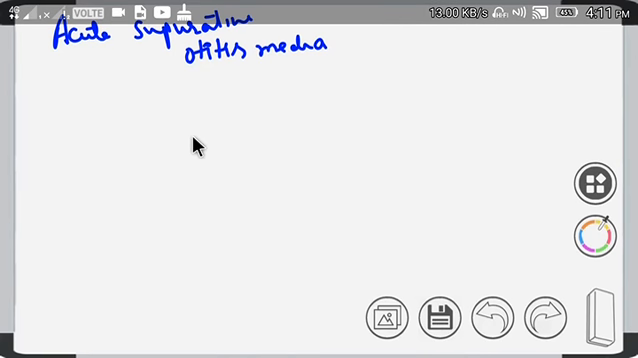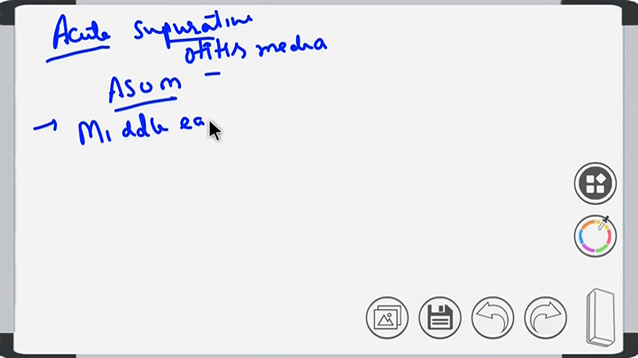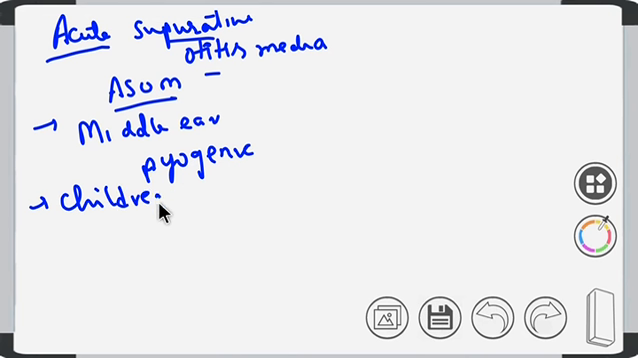Let us discuss acute suppurative otitis media, or ASOM. What is acute suppurative otitis media? It is inflammation of the middle ear, or infection of the middle ear by pyogenic organisms. Remember this, okay? This is common in children and in low socioeconomic status. Let's see how this develops.